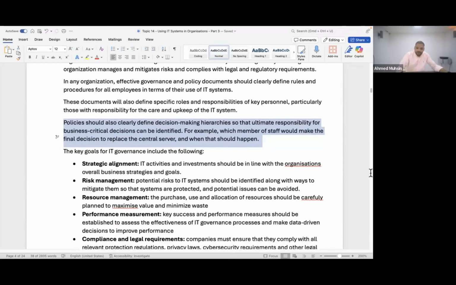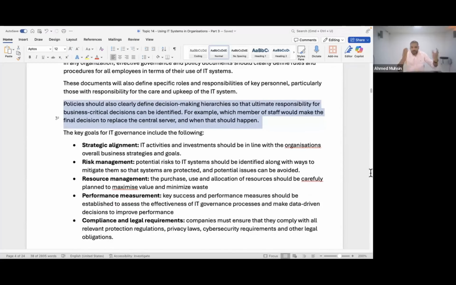So why do we have IT governance? Why do we have something known as IT governance? For the following reasons. Okay. So IT governance includes the following. Now some complex words are coming up. Okay, just see if you can understand. You don't need to learn it by heart. If you can understand it for now, that's good enough.